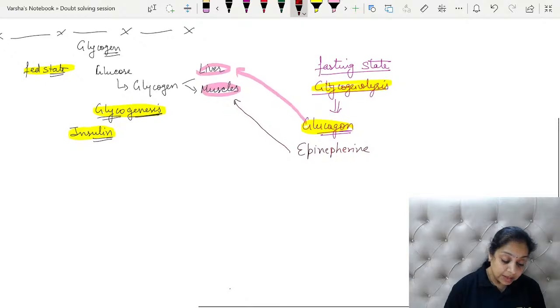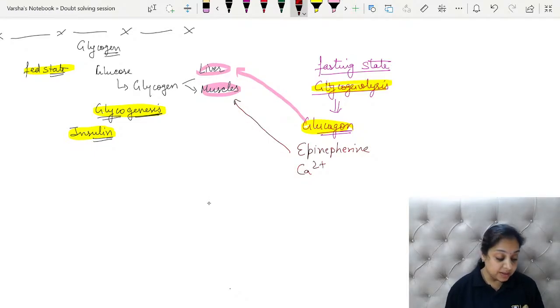Who else does it? Your calcium levels. Because during vigorous exercise, a lot of calcium is released. That also triggers the breakdown because ATP is needed, right? There is a reduced level of ATP, so we have to replenish the ATP stores, and increased calcium levels also trigger the muscles for glycogenolysis. These two things.